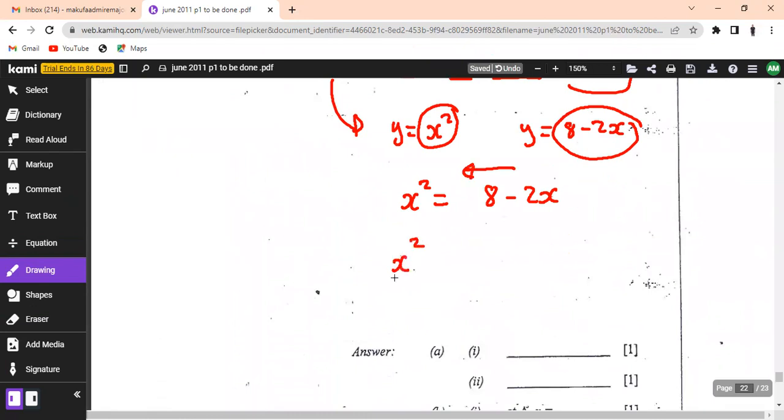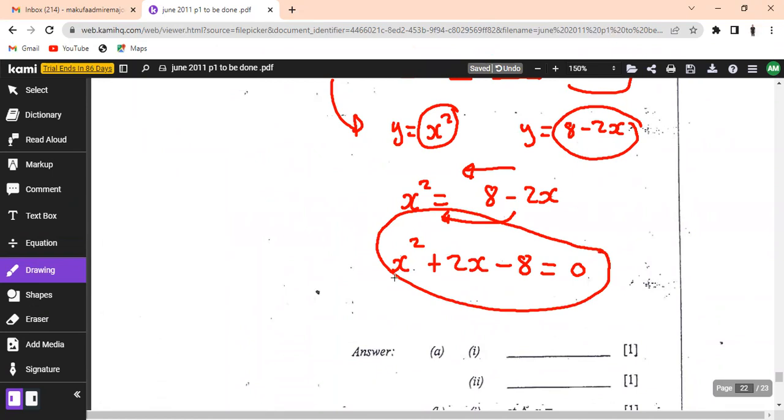So it's x squared minus 2x to this side. It's a positive 2x, 8 to this side, which is minus 8. So that is your equation. The question is not asking you to solve, it's just asking you to write the equation. So that was your equation.